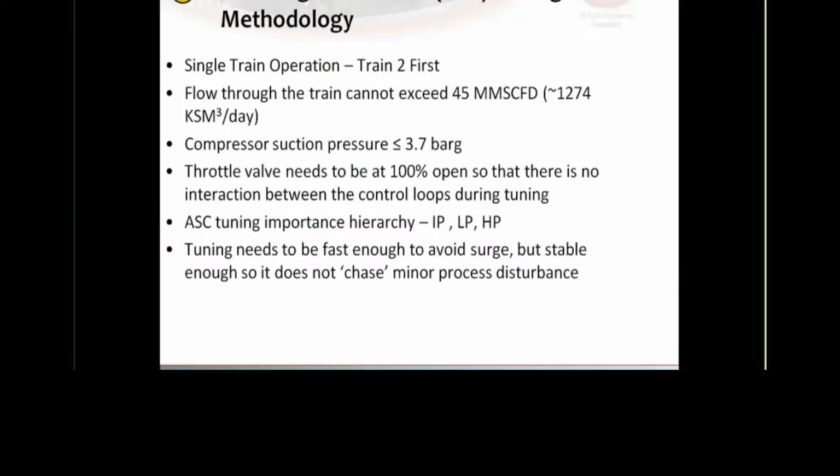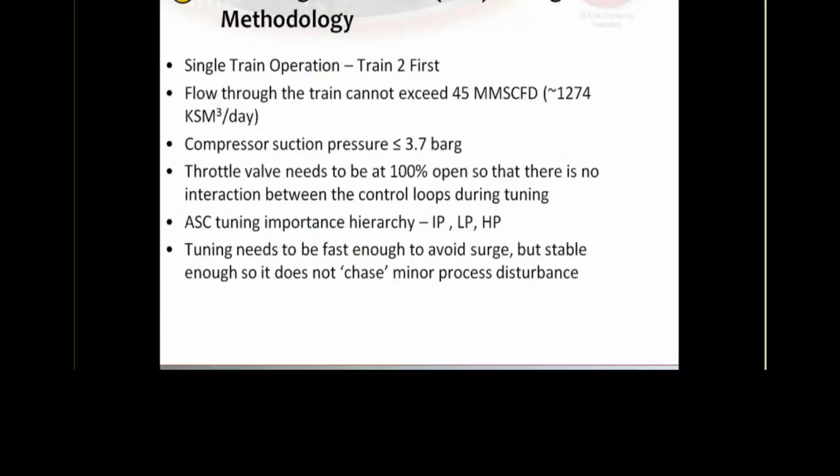So now that we've figured out what the problem is, what do we do about it? How do we go about trying to fix the problem? The first thing is very clear. We need to come up with a methodology to be able to tune the anti-surge control system.